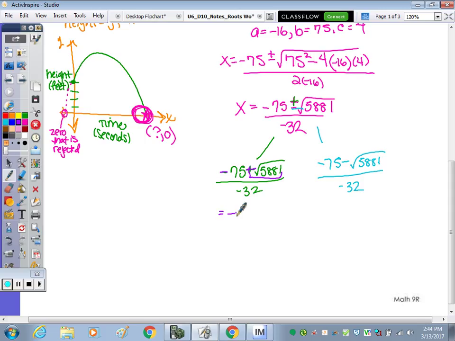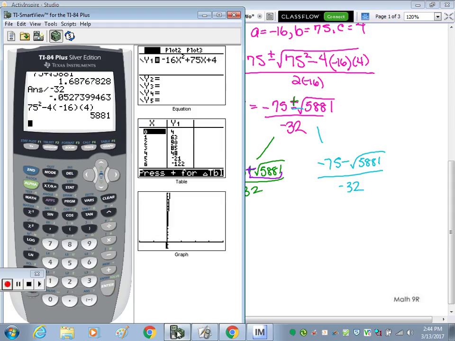Did anyone get the answer on the calculator? Negative point, Sarah? No? Let's look at that on the calculator. We have the square root of 5881. That's being added to a negative 75. Then divide by negative 32. This is what we get for a decimal. To the nearest tenth, what would that be?